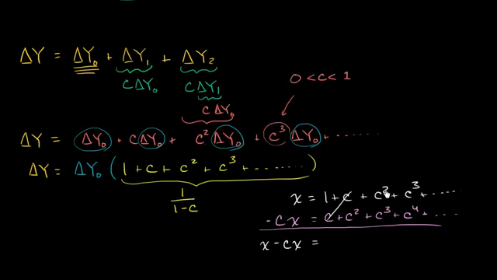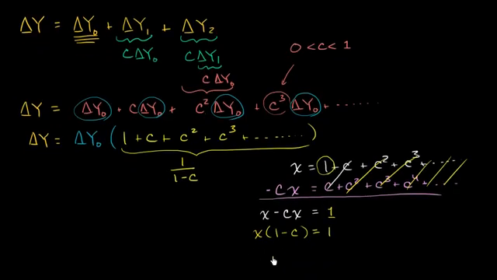C squared minus c squared, that'll cancel out. C to the third minus c to the third, that'll cancel out. So every term other than 1 is going to cancel out. You're just going to be left with a 1 here, which is a pretty neat trick in my mind. And then we can factor out the x right over here. So you get x times 1 minus c is equal to 1. And then you divide both sides by 1 minus c. You get x is equal to 1 over 1 minus c. And x was exactly this thing right over here. So this thing is equal to 1 over 1 minus c.